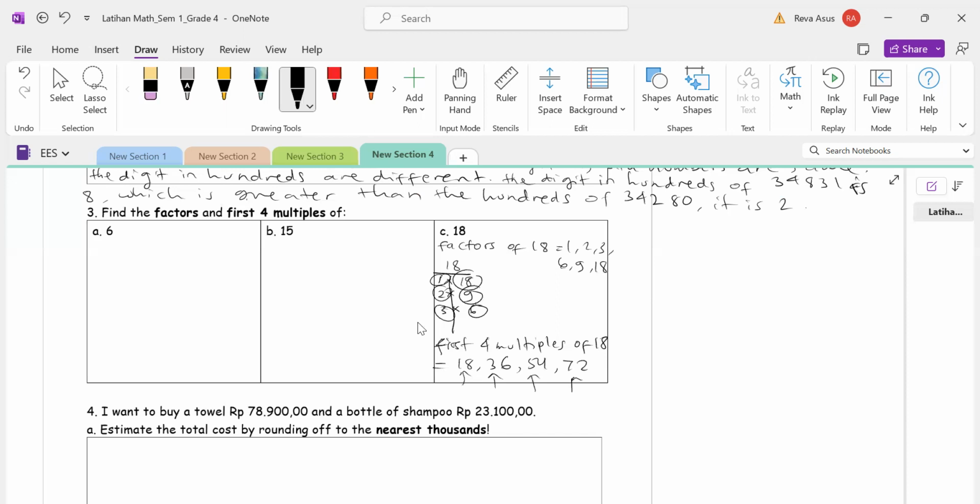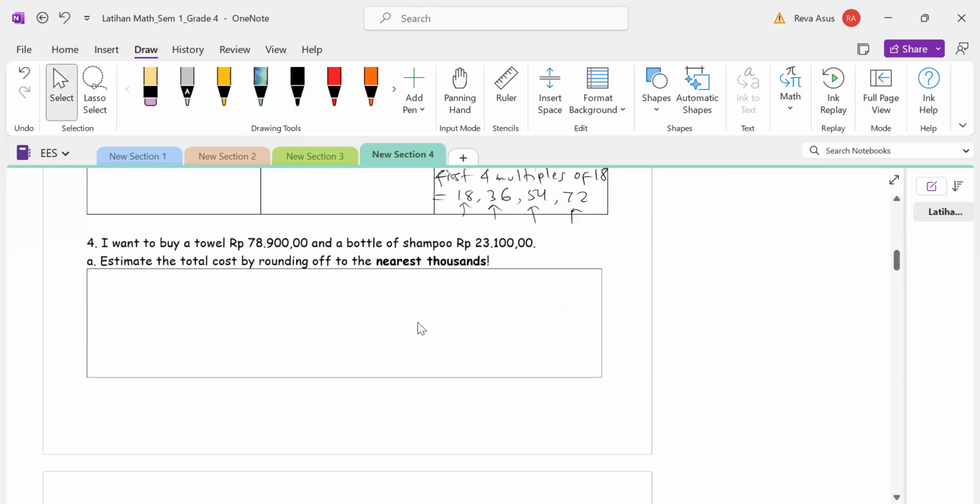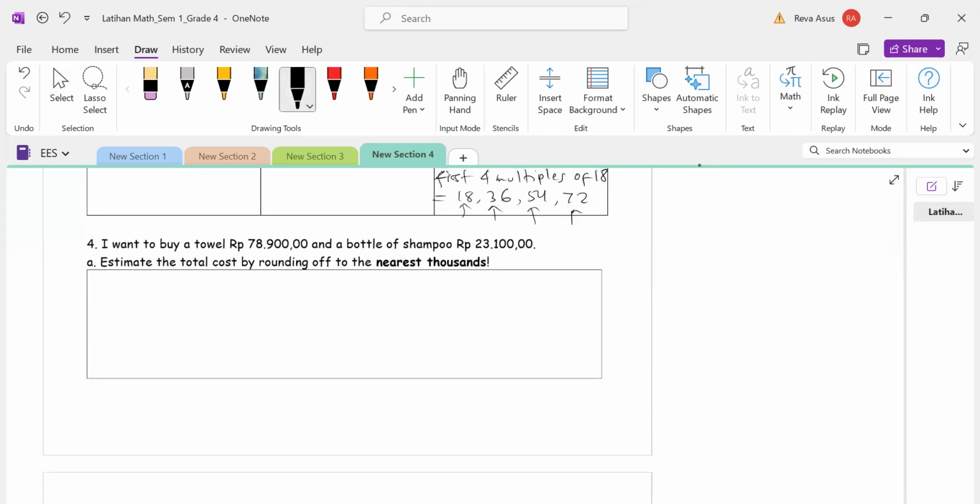So next number is number 4. I want to buy a towel, which costs 78,900 rupiah, and a bottle of shampoo 23,100 rupiah. Estimate the total cost by rounding off to the nearest thousands.